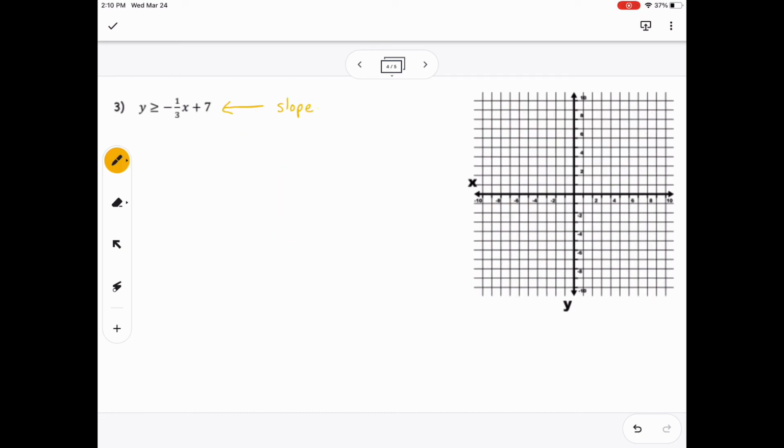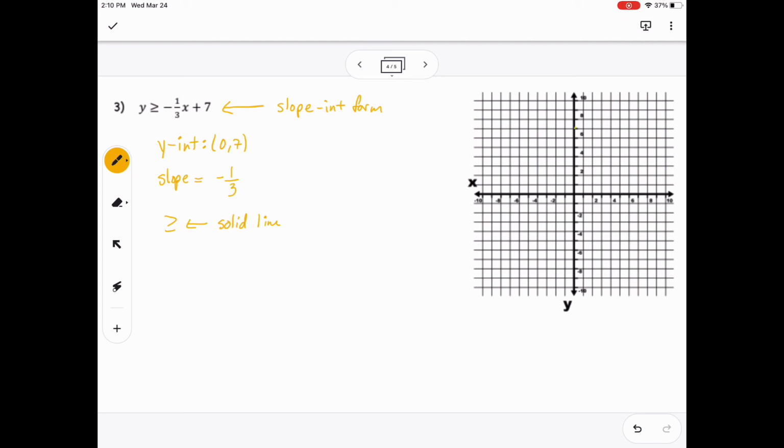Number 3 is in slope-intercept form. So for this one, your y-intercept would be 0, 7. And then your slope is -1/3. Remember that the negative doesn't go to both 1 and 3. You need to pick. So you can either say it goes down 1 to the right 3, or up 1 to the left 3. The greater than or equal to sign means we'll have a solid line when we graph it.